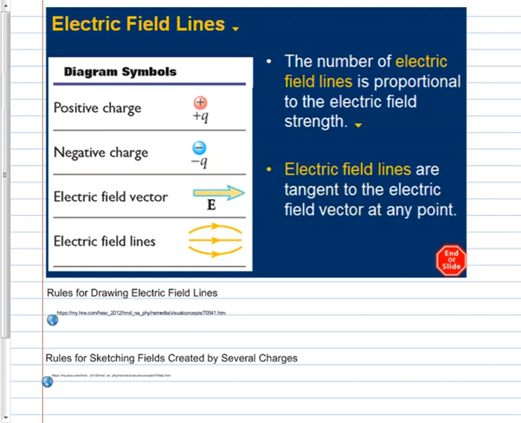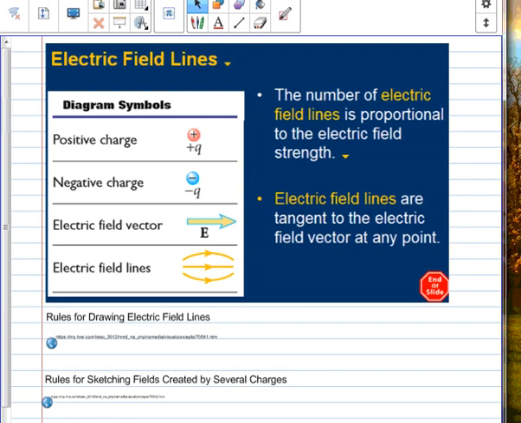Positive charges will use plus q, and negative charges will use negative q. And electric field vectors, remember, go in the direction that completes that sentence: a positive charge would move. And our electric field lines are just little lines with arrows on them, so we can see the direction that they are going. So we'll let them talk about the rules over here.